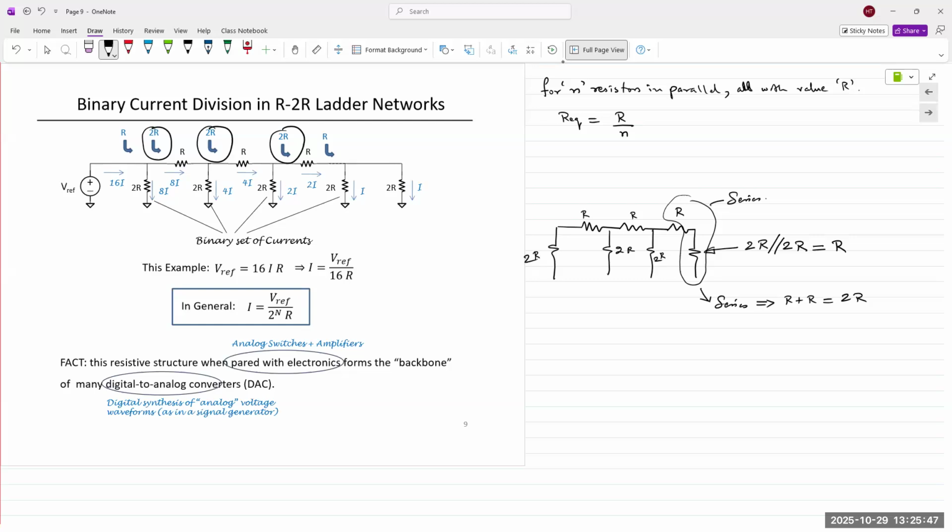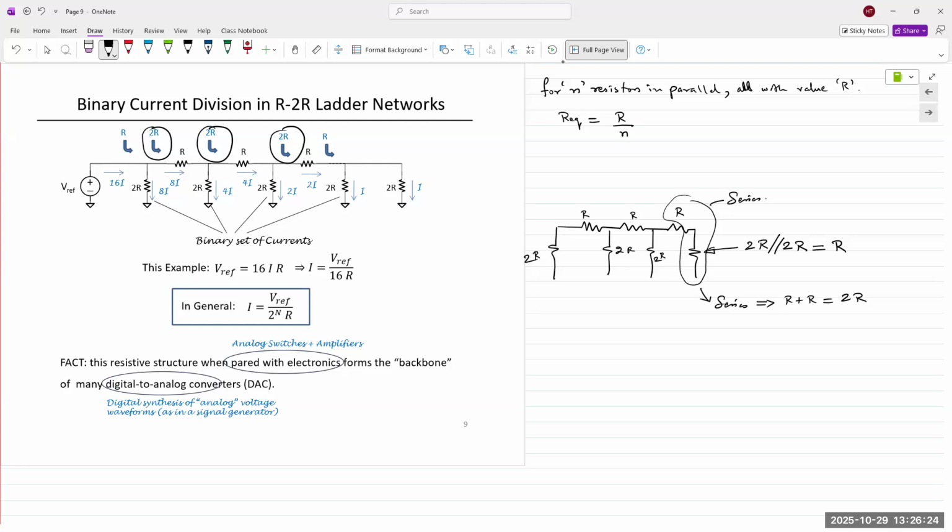Okay, let's take a pause and let me know if you have any questions. Have you seen this circuit before? Okay. Any questions?